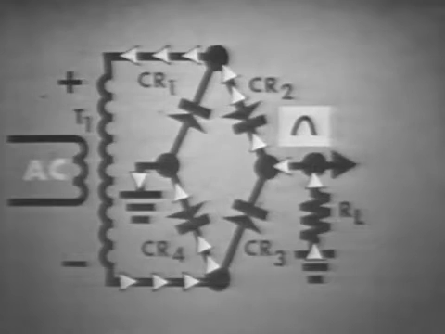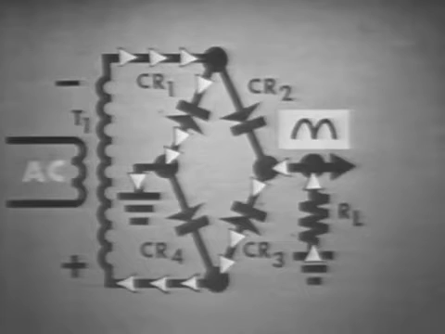Remember, there are two distinct paths for current flow in this circuit. One path is used to produce one pulse in the output. The other path produces the other pulse. But notice that some parts of the circuit are common to both current paths: the transformer, some of the connecting wires, and the load resistor R sub L.